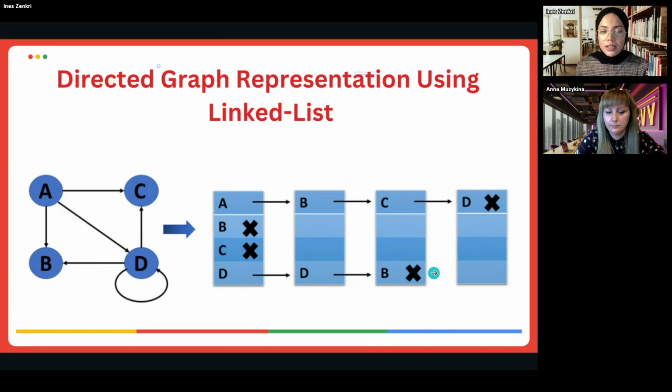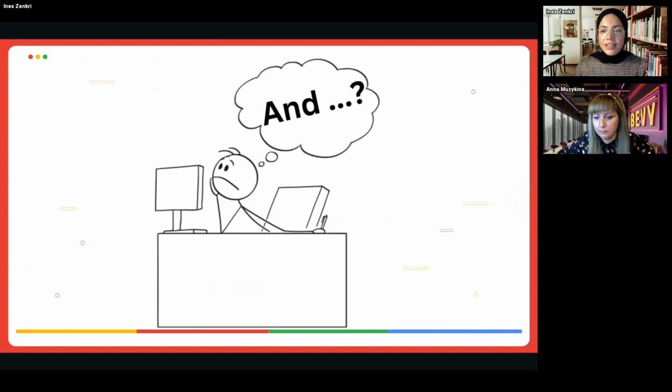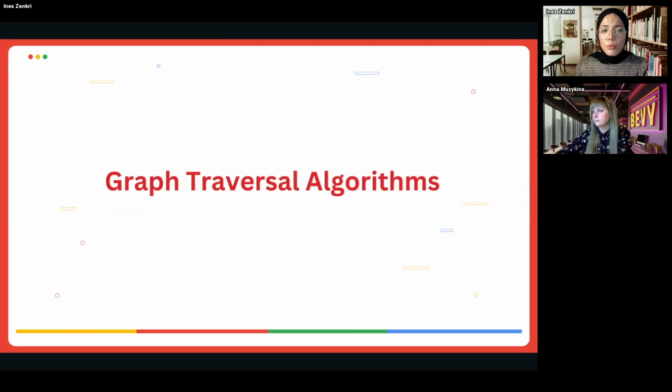Yeah, it's only receiving edges and has no outgoing ones. Okay, and then, speaking a lot about many types of graphs and their representation, what to do with that? Well, basically, we use them in order to implement traversal algorithms.